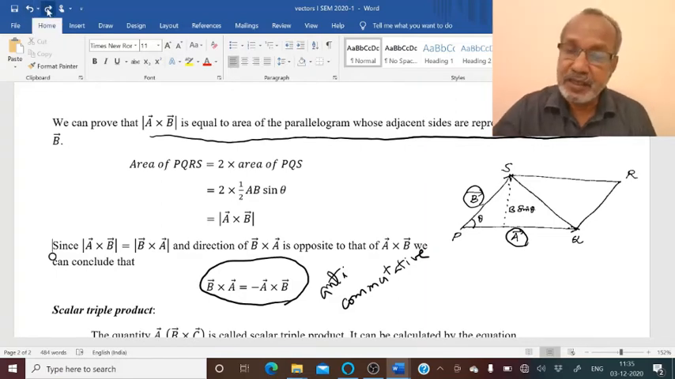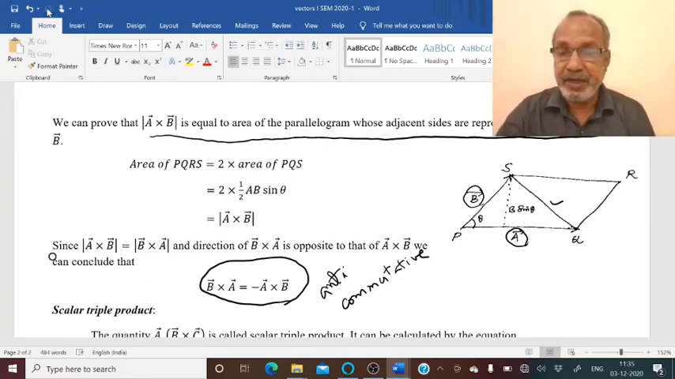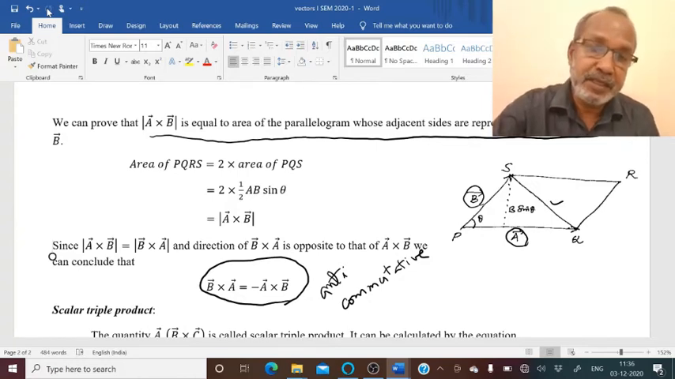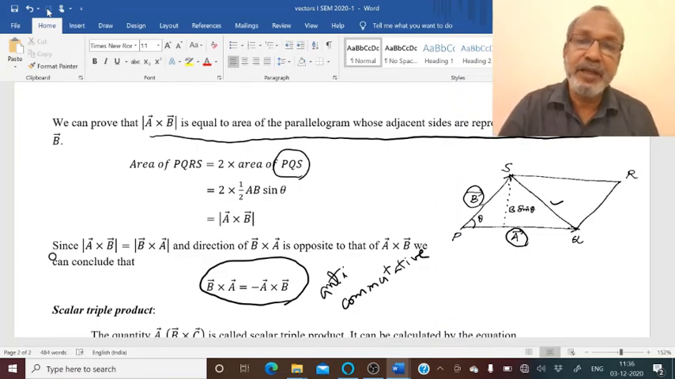To prove this, let us draw this diagonal SQ. This diagonal SQ will divide the total parallelogram into two equal triangles. So the area of the parallelogram will be twice the area of the triangle PQS. So twice the area of PQS will be the area of PQRS, or the area of the parallelogram.